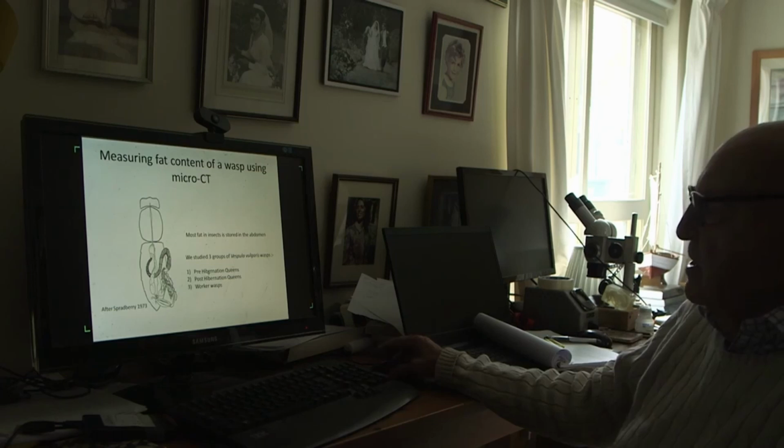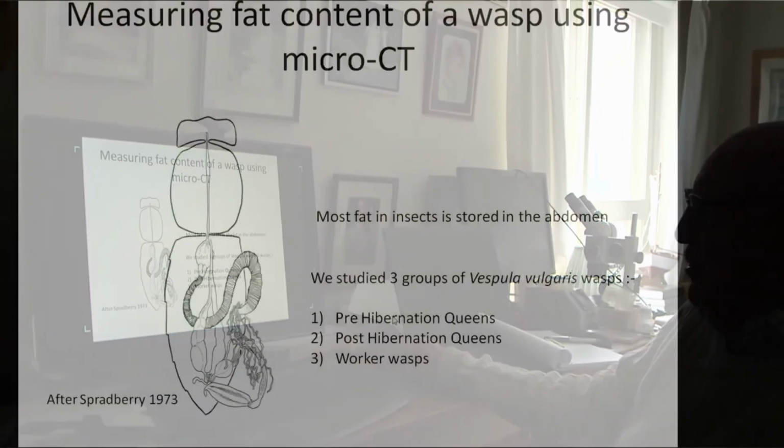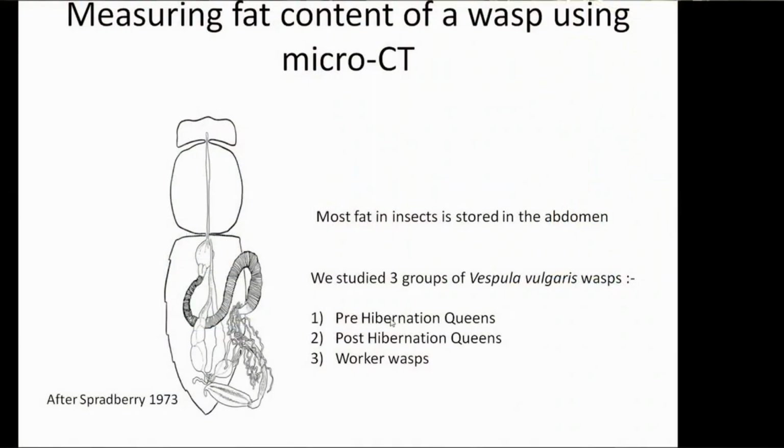We decided to study three groups of wasps: pre-hibernation queens, post-hibernation queens, and some of the smaller workers. This diagram, taken from Spradbury's book of 73, reminds me to say that most of the fat stored in insects tends to be in the abdomen.